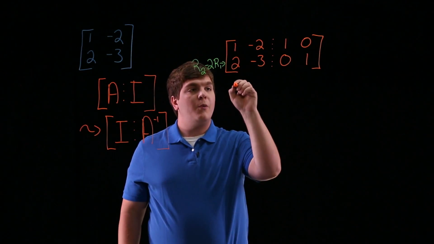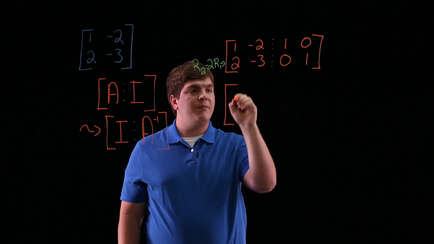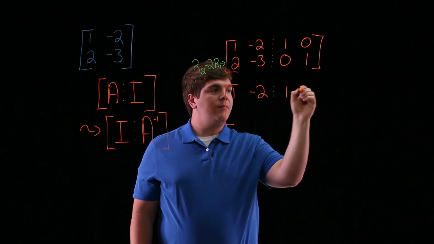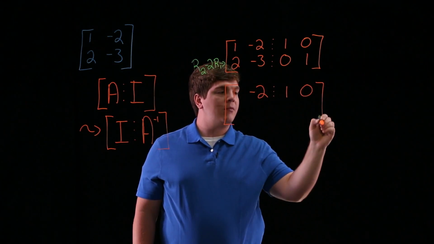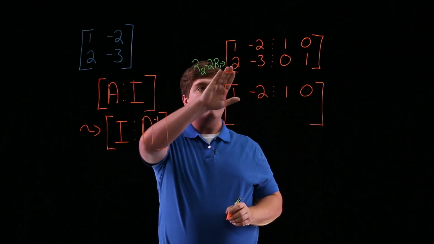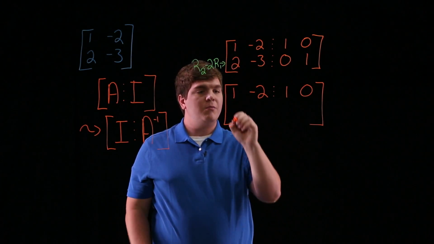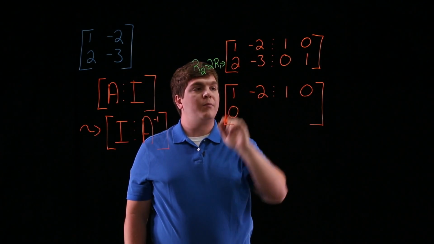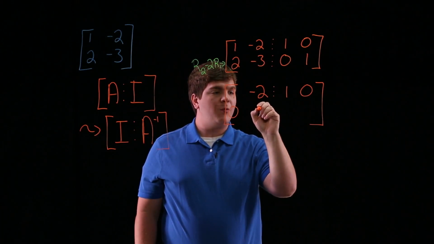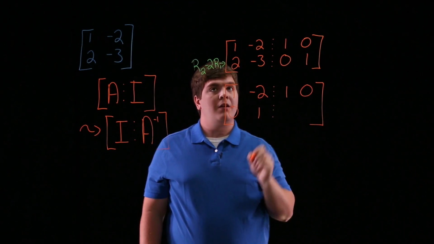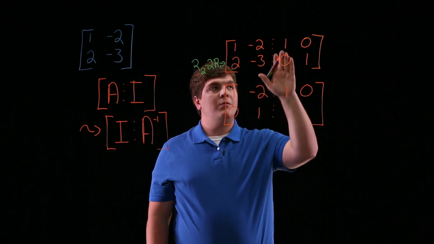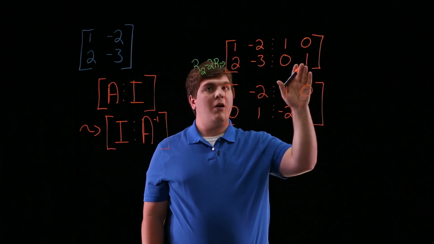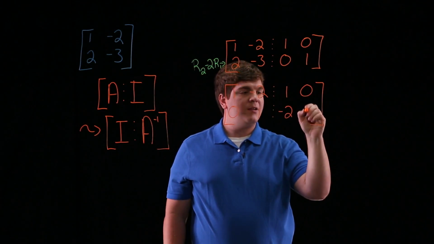So in doing so, we'll leave the first row exactly the same as 1, -2, 1, 0. And in the second row, we have 2 minus 2 is 0. -3 plus 4 is going to be 1. Then we're going to have 0 minus 2 is -2. And we have 1 minus 0 is 1.